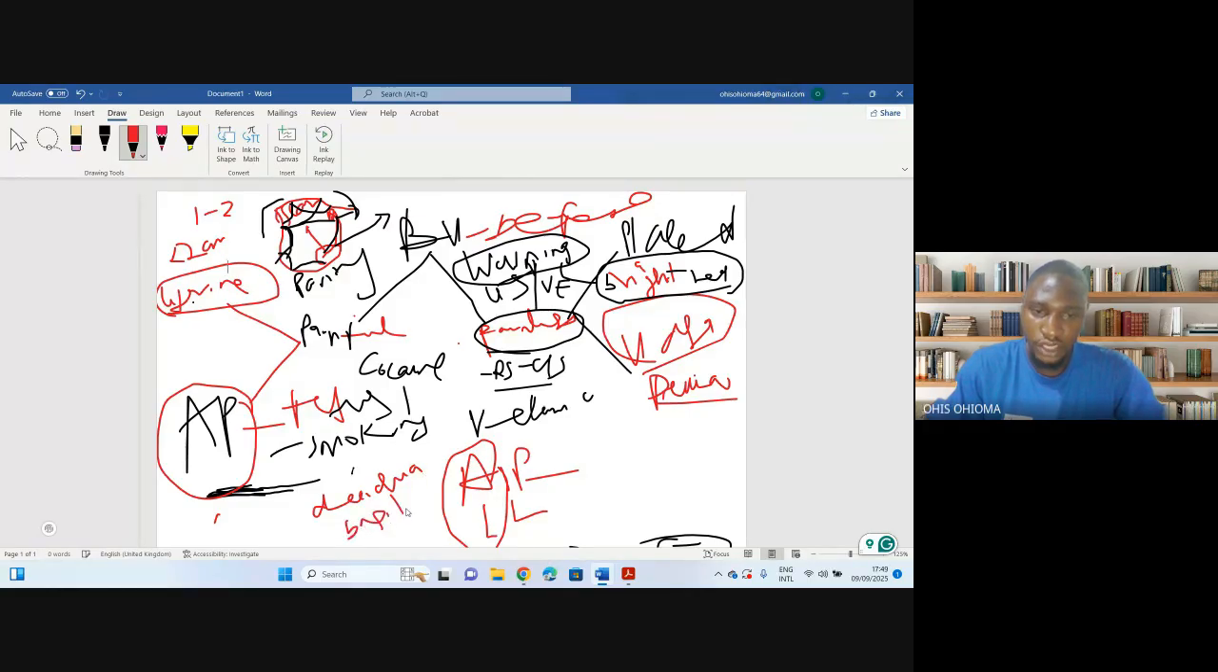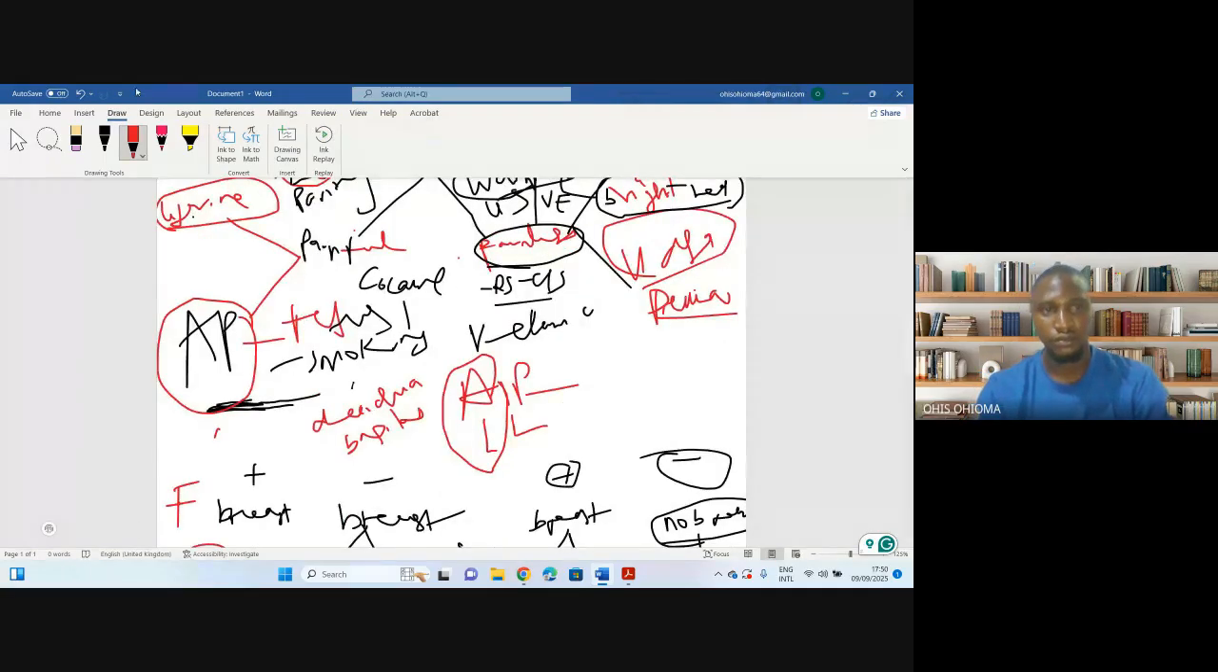So what happens here is that the placenta is strongly adherent to the decidua basalis, right? It gets to the myometrium, but does not perforate it. So let me just show you guys what I'm trying to say here. Let me draw you a diagram here.